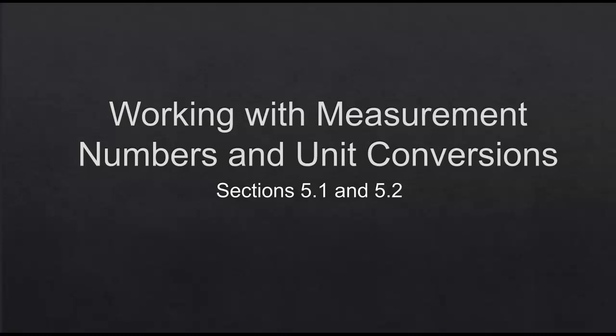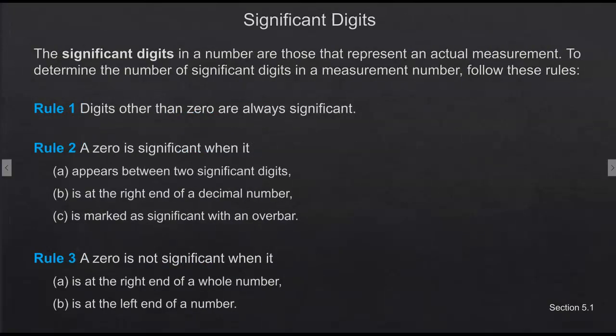Hi everyone, we are in Chapter 5 now, working with measurement numbers and unit conversions. So we're going to talk about significant digits, and when we talk about those, it has to do with actual measurement, because when you look at a measurement number, significant digits can tell you how accurate it is, where it was rounded to basically. It's going to have to do with the significant digits in the measurement.